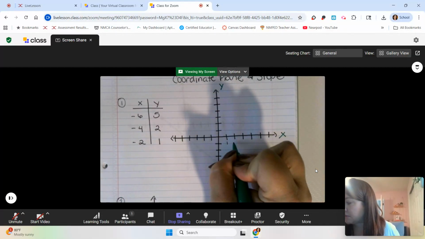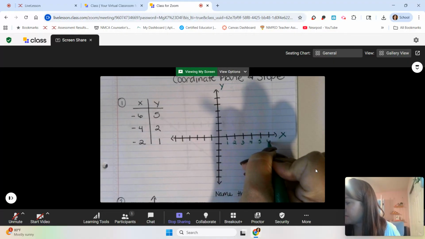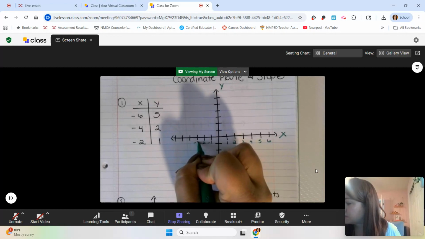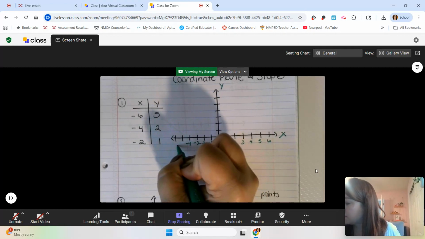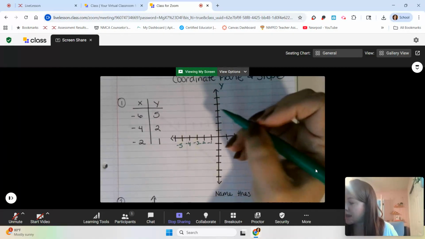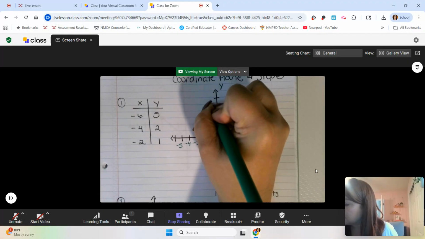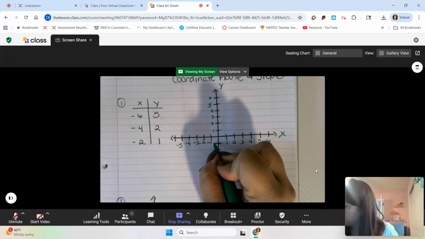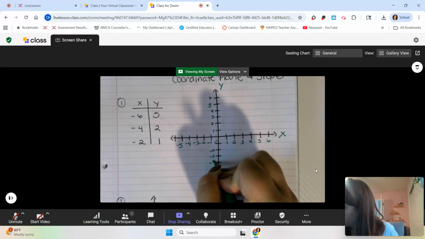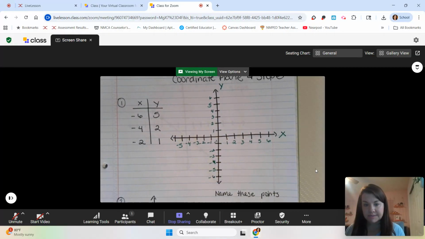Like this could be 1, 2, 3, 4, 5, 6. Going this way would be -1, -2, -3, -4, -5. And on the y-axis, going up are your positives, and going down are your negatives. So that would be -1, -2, -3, oops, getting ahead of myself, -4, -5, and -6.